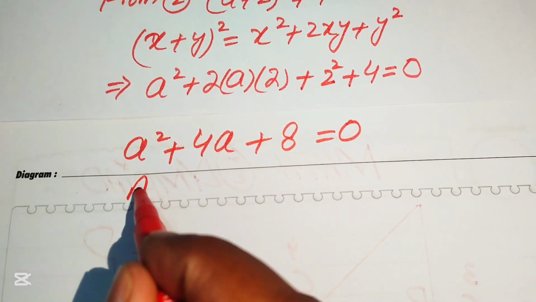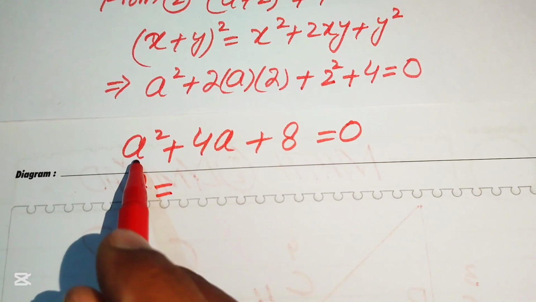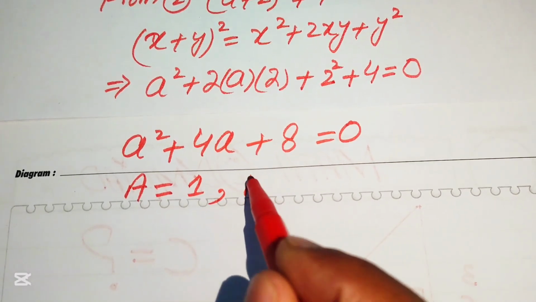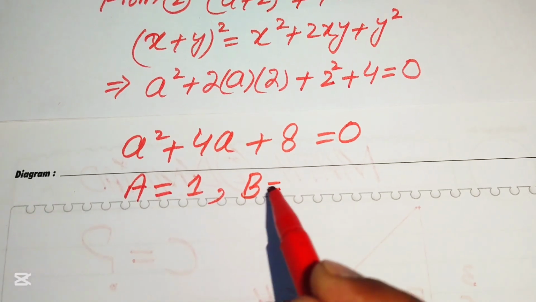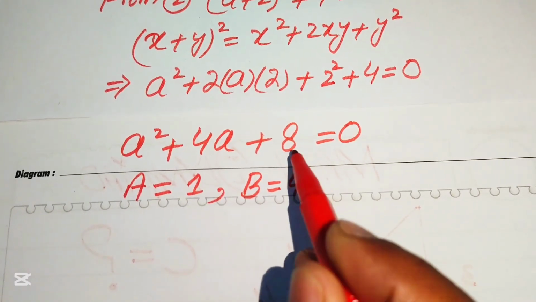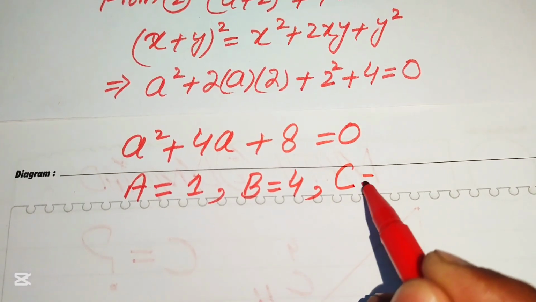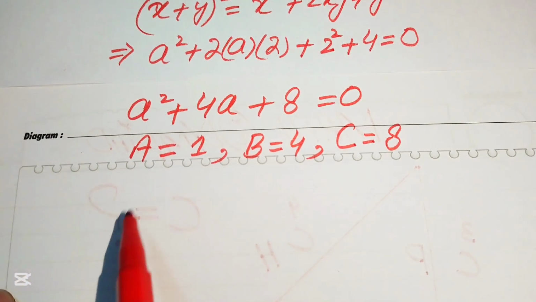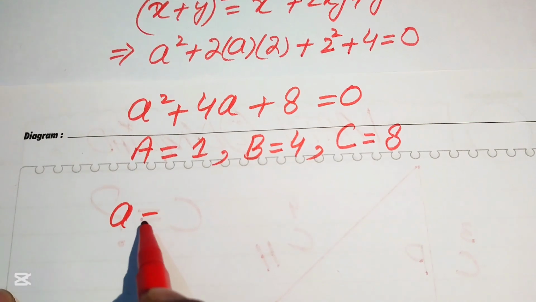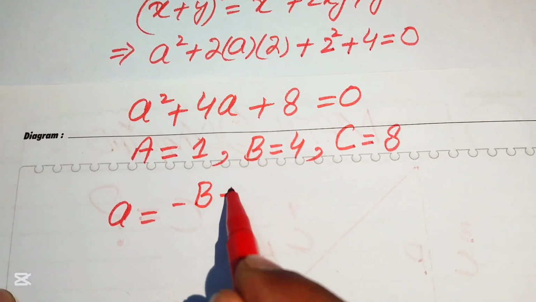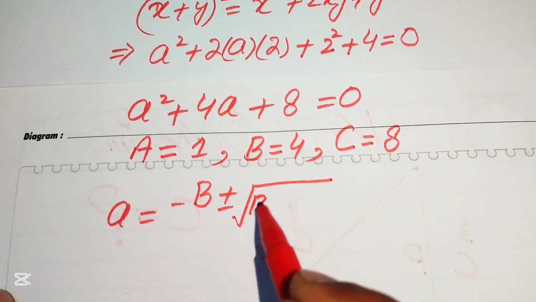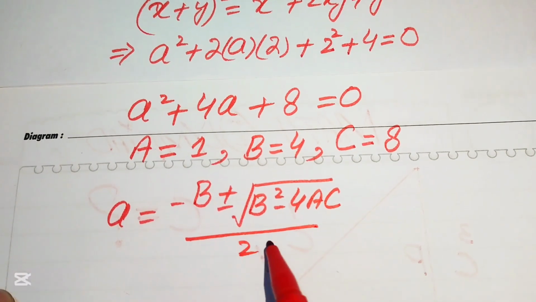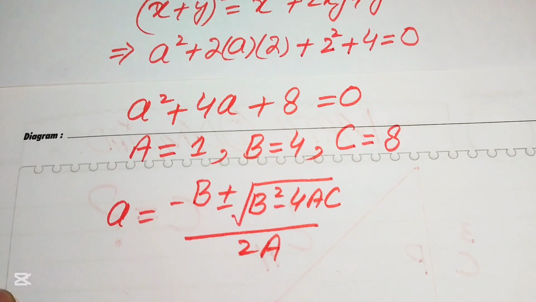We find the value of a by using the quadratic formula. So here first we write the coefficients of this equation. The coefficient of a square is denoted by capital A, it is equal to 1, and the coefficient of small a is denoted by capital B, equal to 4, and the constant term is denoted by capital C, and it is equal to 8. And you very well know the quadratic formula. It is stated as a equals minus b plus minus square root of b square minus 4 times ac, divided by 2 times a.